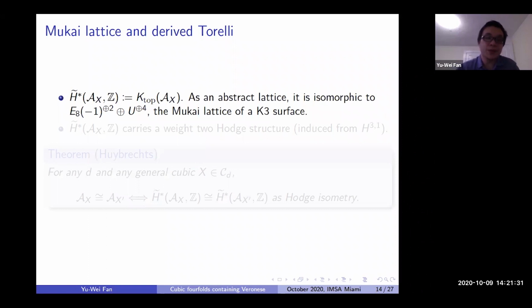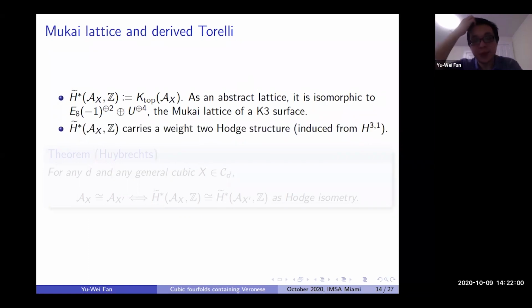So let me briefly recall the Mukai lattice and the derived Torelli type theorem. We denote the Mukai lattice of A_X to be the topological K-group of the category. As an abstract lattice, it is isomorphic to the Mukai lattice of a K3 surface. Okay. And there's also a weight-two Hodge structure induced from the Hodge structure on the cubic fourfold.